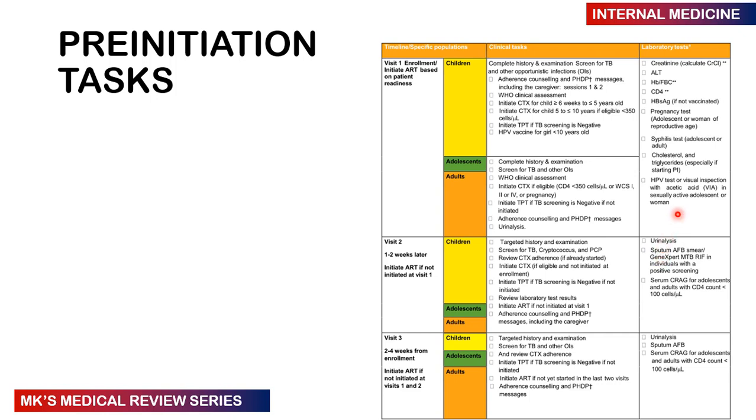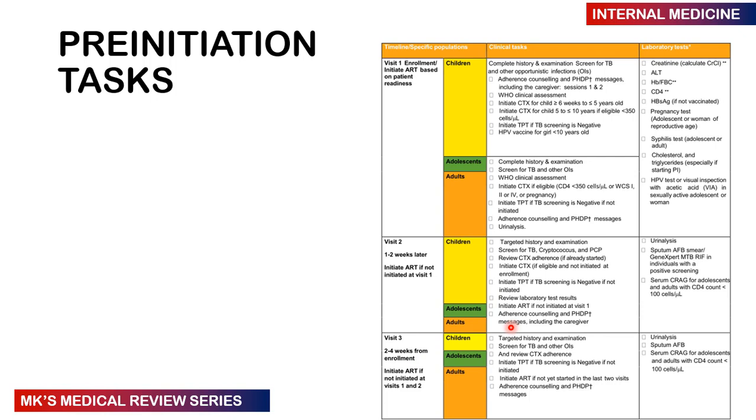GeneXpert, for multi-drug resistant TB or Mycobacterium TB, and then also in individuals with a positive screening, for example, those that have contacts of TB or those that have constitutional symptoms of TB. Then, of course, order a serum cryptococcal antigen test for adolescents and adults with a CD4 count that's less than 100. Then on the first visit, which is usually 2 to about 4 weeks after you enroll them into this program, again, if they haven't started treatment, you can start them then on treatment.